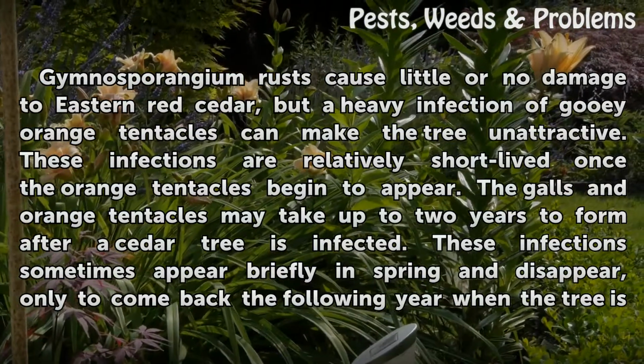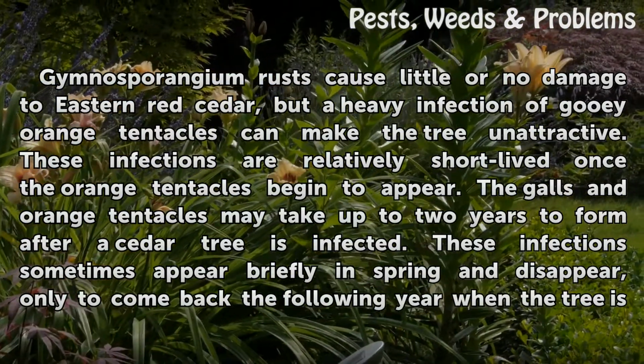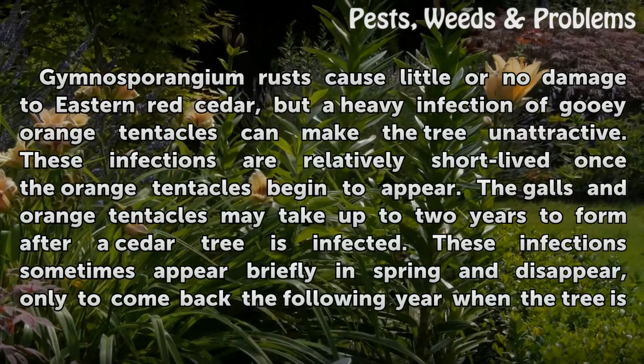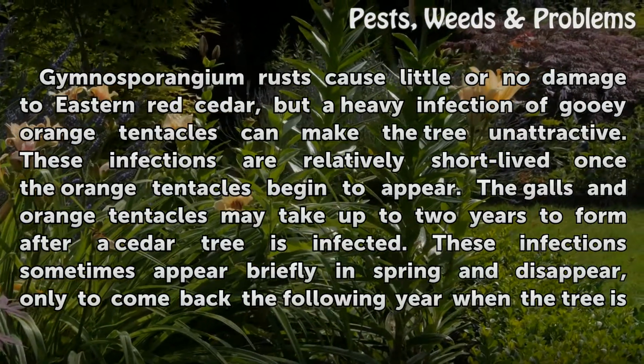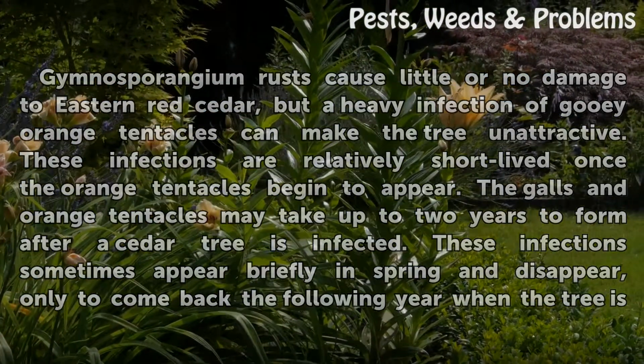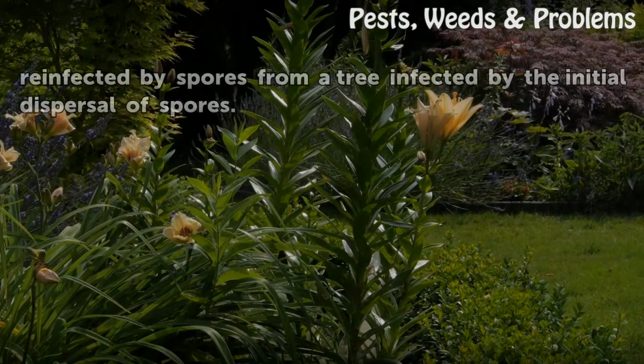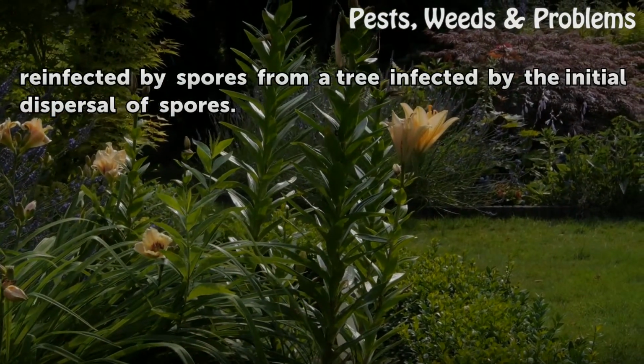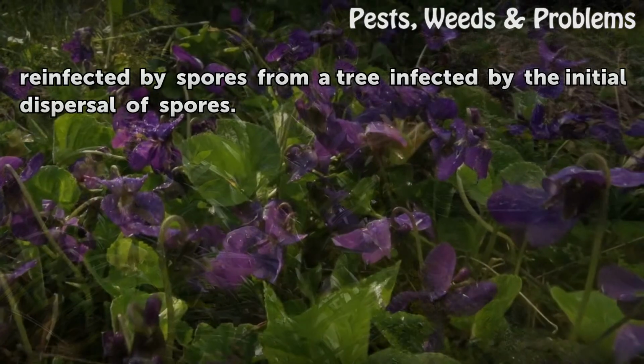The galls and orange tentacles may take up to 2 years to form after a cedar tree is infected. These infections sometimes appear briefly in spring and disappear, only to come back the following year when the tree is reinfected by spores from a tree infected by the initial dispersal of spores.